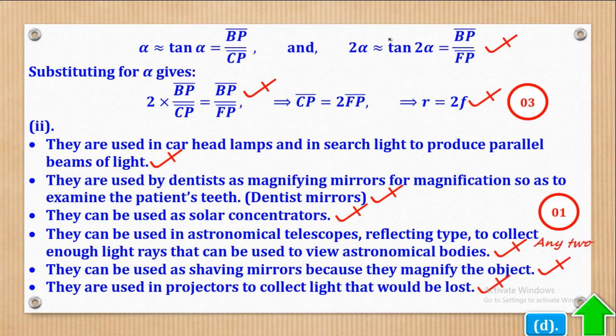So here, half a mark for this assumption, half a mark for this substitution, half a mark for the relation. Here, any two, you give half a mark for each, and that will be 1 mark.